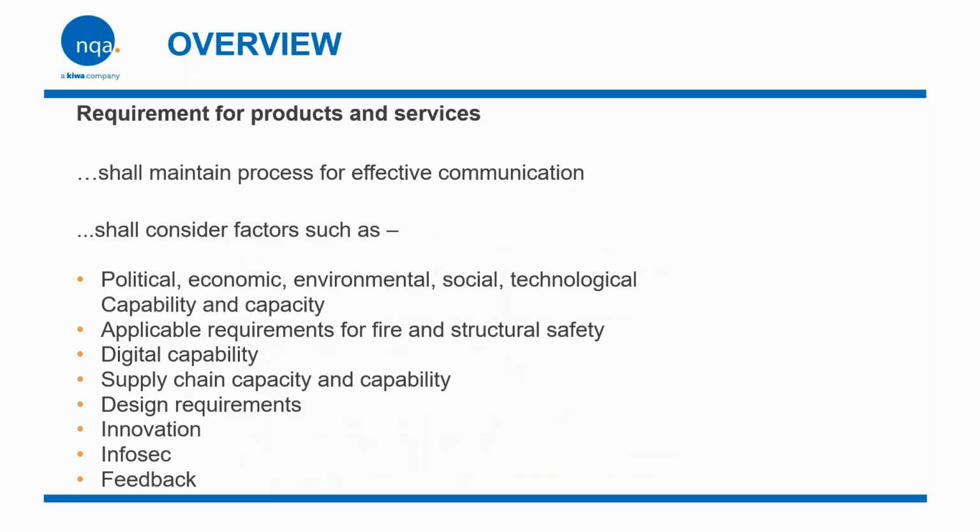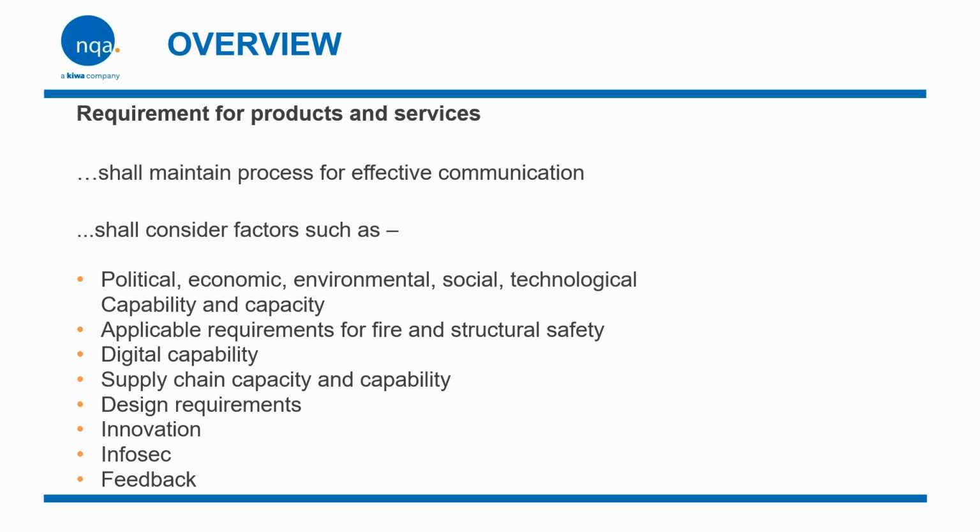So, requirements for products and services. The organizations consider a broad range of factors impacting product and service requirements, including political, economical, environmental, social, and technological. In this context, understanding these external factors helps to align project goals with broader society and market trends. Capability and capacity assesses both the organization's and the supply chain's ability to deliver the required products and services on time and to the expected quality. Safety requirements relate to fire safety, structural safety, and other regulatory standards. These all must be incorporated to ensure compliance and safety.